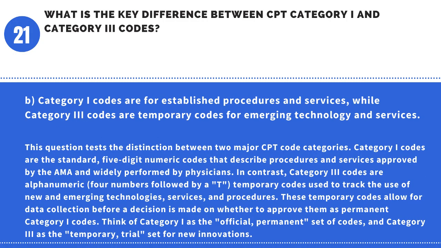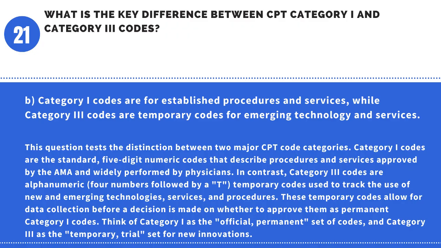Answer B. Category I codes are for established procedures and services, while Category 3 codes are temporary codes for emerging technology and services. This question tests the distinction between two major CPT code categories. Category I codes are the standard, 5-digit numeric codes that describe procedures and services approved by the AMA and widely performed by physicians. In contrast, Category 3 codes are alphanumeric, four numbers followed by a T, temporary codes used to track the use of new and emerging technologies, services, and procedures.